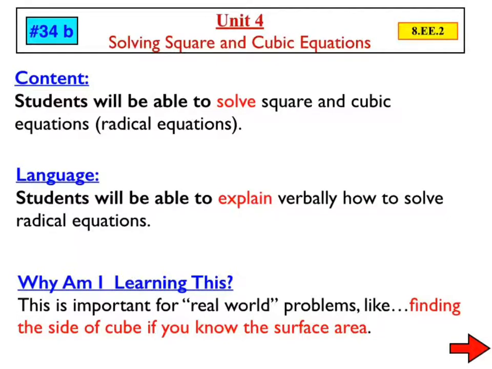Today, lesson 34B, solving square and cubic equations. We've been working a lot with simplifying and estimating and approximating square roots that are not perfect squares. We get to apply those things today in various types of problems, but our focus is on setting up and solving equations with a variable squared or an equation with a variable cubed in it. And sometimes those are referred to as radical equations, which is why that is in parentheses.